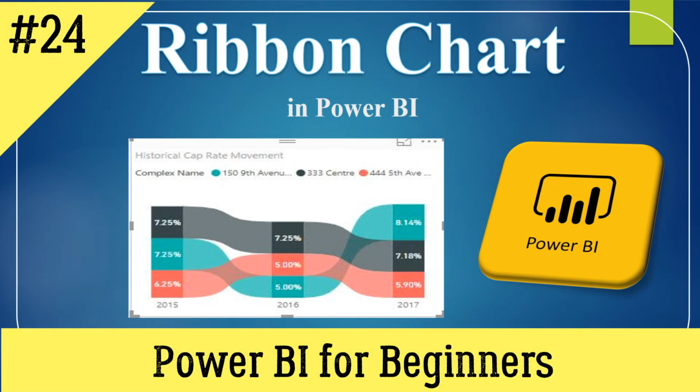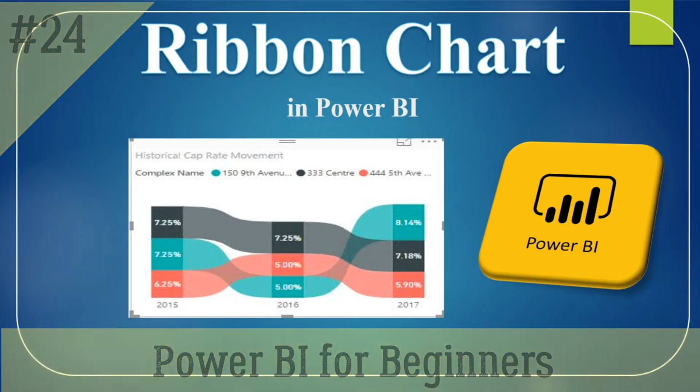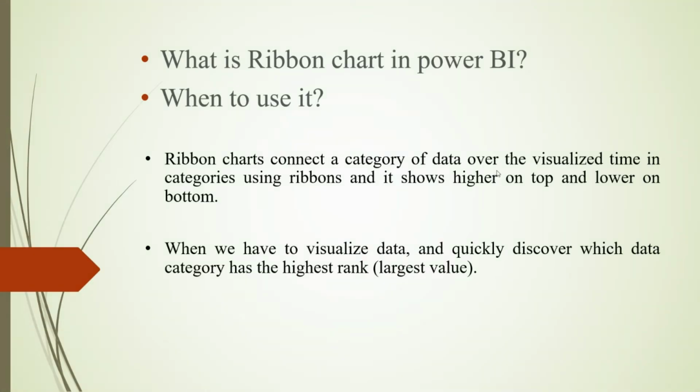Today we'll see the ribbon chart in Power BI desktop, what a ribbon chart is, and when to use it. The ribbon chart connects a category of data over the visualized time in categories using ribbons, and it shows higher on top and lower on bottom. When we have to visualize data and quickly discover which data category has the highest rank, meaning the largest value among all other values, we can analyze that by using the ribbon chart.